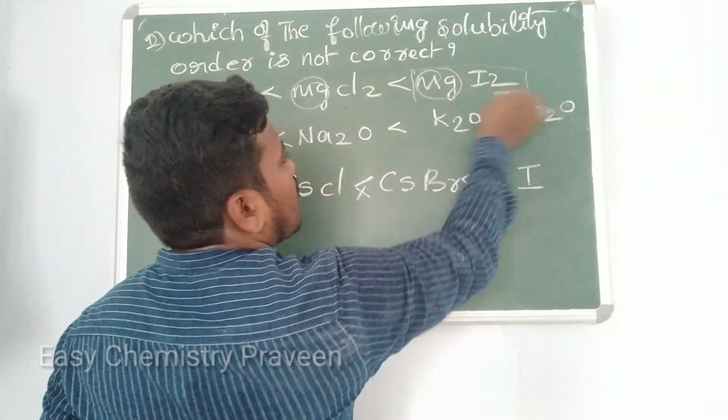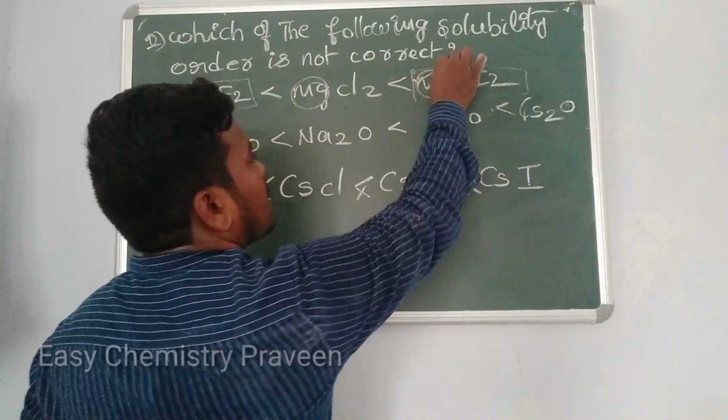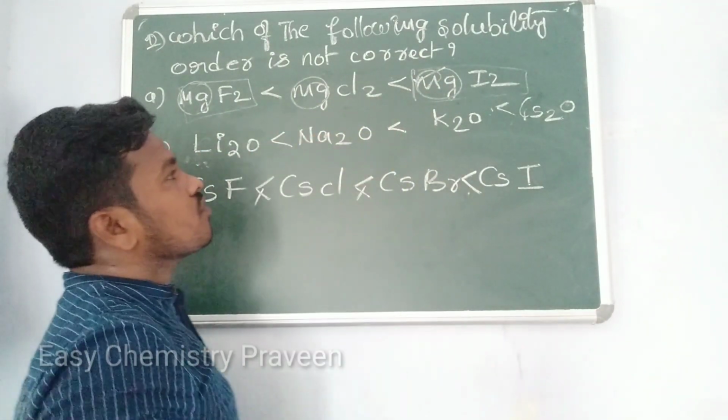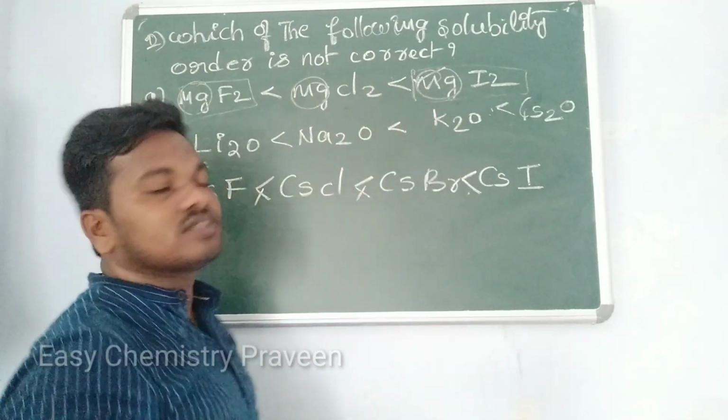Magnesium iodide has a large size, so automatically this order is correct. When compared to magnesium chloride, the solubility of magnesium iodide will be more.